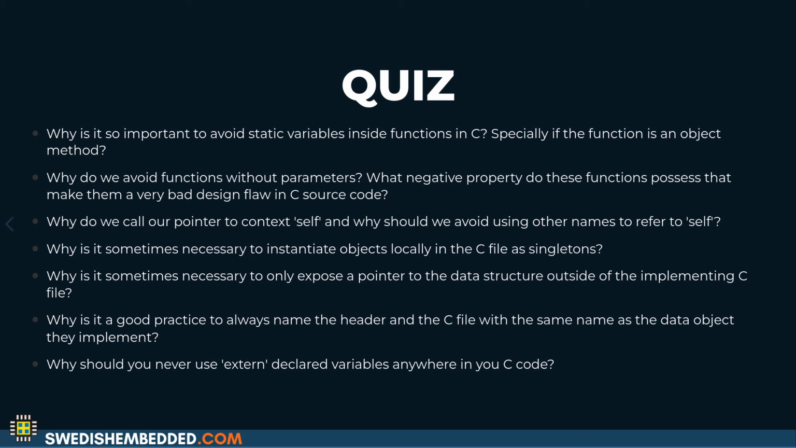So that's it for this module. I'll see you in the next module. Next module is going to be about the opaque pattern, and we're going to look at how we can hide our definition of the object in the implementation. That's it for now. See you later.